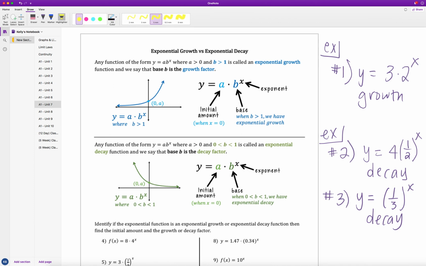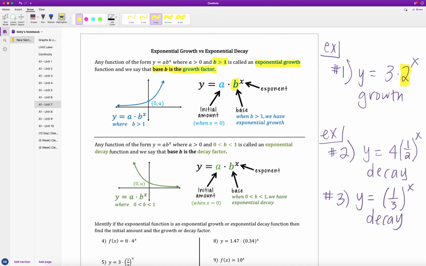So any function of the form y equals a times b to the x, remember that's an exponential function. What's going to make the difference between a growth and decay is the value for b. So if b is bigger than 1, remember our b is our base, then this will be what we call an exponential growth, and we say that that base b is called the growth factor for this function. So if I look at example 1, our base here was 2, which I could have looked at from the beginning and said since the base, which is 2, is bigger than 1, then this graph should be an exponential growth.